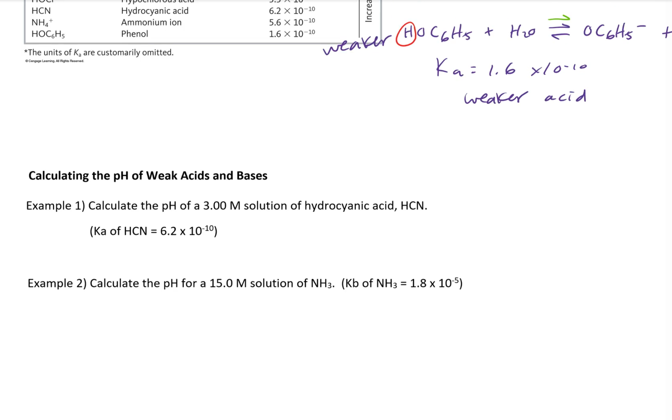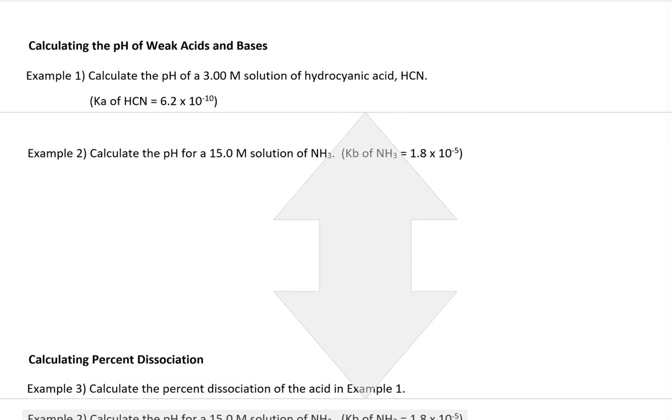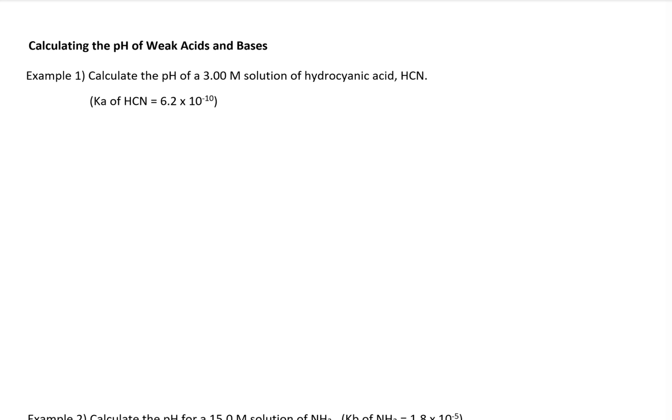Looking at some examples for calculating pH, let's calculate the pH of a 3 molar solution of hydrocyanic acid, HCN, and I'm given its Ka value. For weak acids and bases, we cannot just plug and chug into the pH formula because the concentration of H+ at equilibrium is much less than the starting concentration of the weak acid. I have to create an ICE chart.